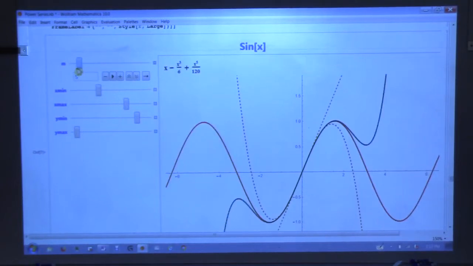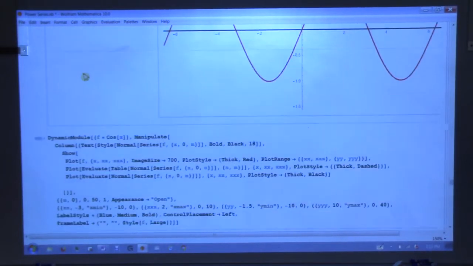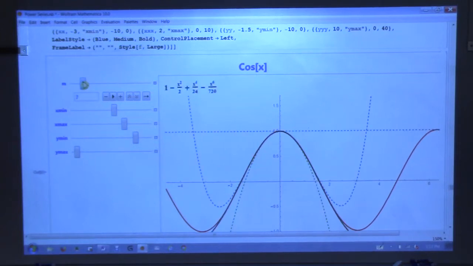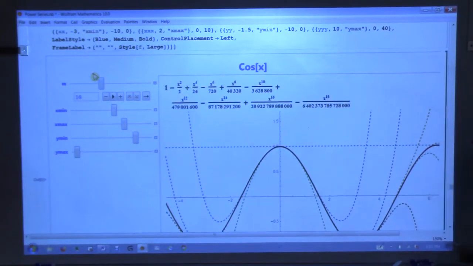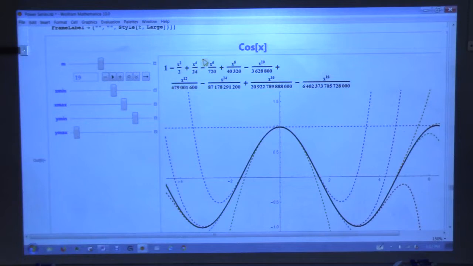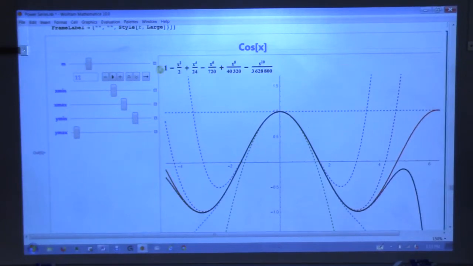So back this out. How about cosine? Yeah, sure, we can do cosine. There's the power series for cosine. Did you see me map it right on top of the cosine? Has anyone noticed anything about the difference between the cosine and the sine in the power series? There's something very fundamentally different.